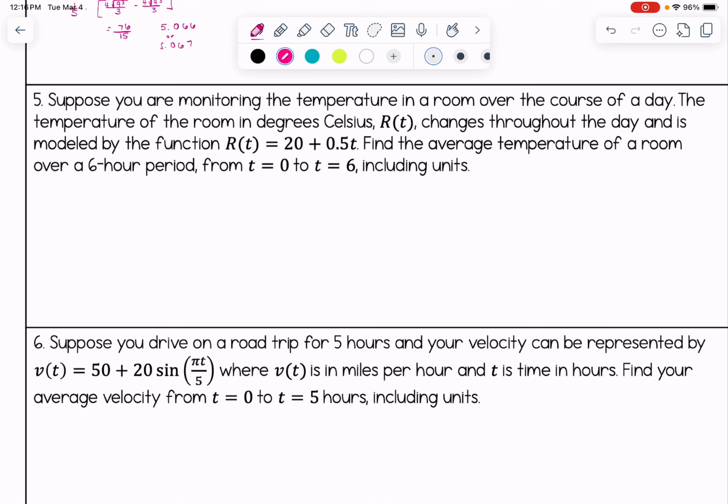For this question, it's important to note that once we see this word average, that would be our indicator that we're looking for average value. It's just that that value in this problem has an actual context to it, and it's really representing average temperature. So what I'll be doing is I'll be doing 1 over b minus a, which is going to give me 1 over 6, times the integral from 0 to 6, 20 plus 0.5 t dt.